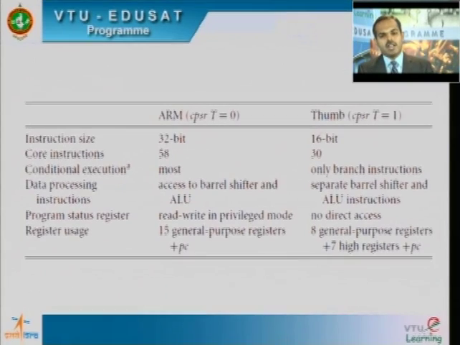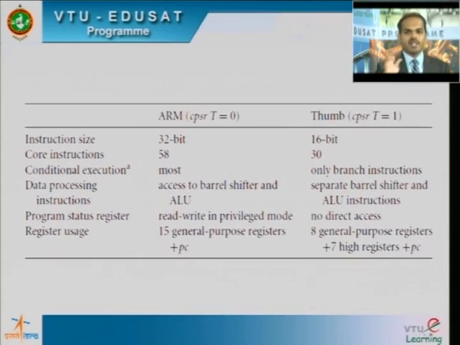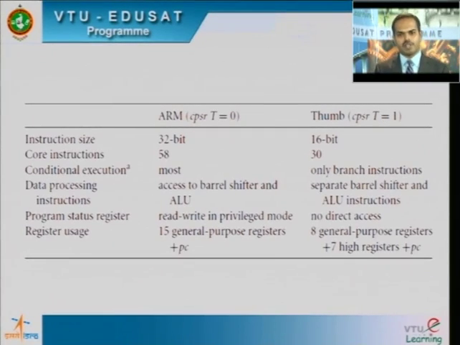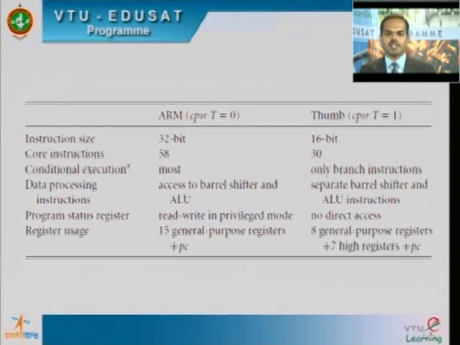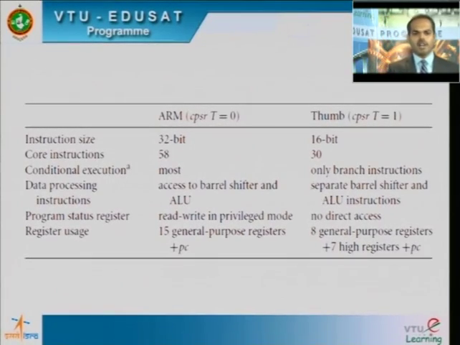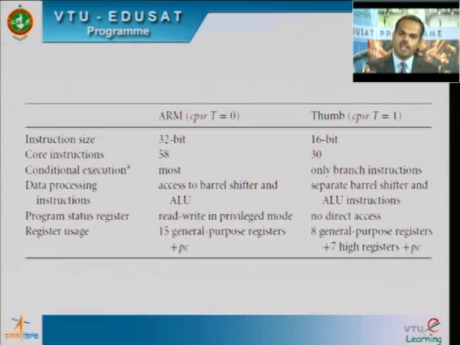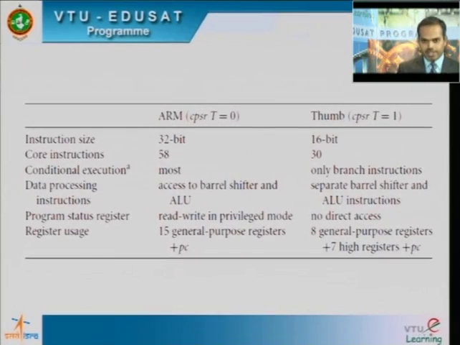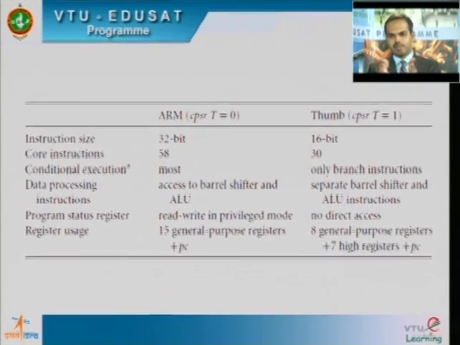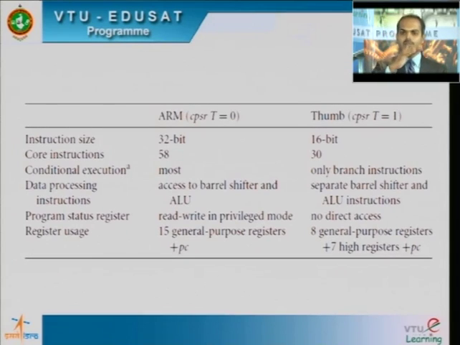In the thumb state, it is a 16-bit state and it has 30 instructions. Conditional execution is possible only with a branch instruction. There are separate instructions for barrel shifter operations and ALU operations. And we do not have direct access to the CPSR register in thumb state. The available 15 general purpose registers in thumb state get split into 8 general purpose registers plus 7 high registers plus PC.